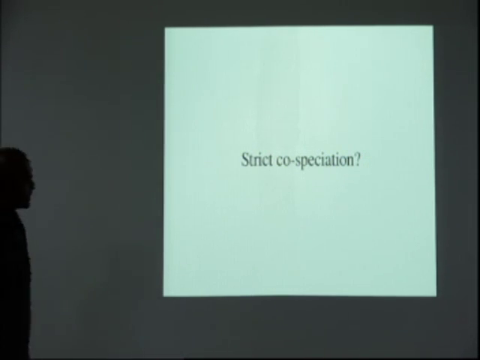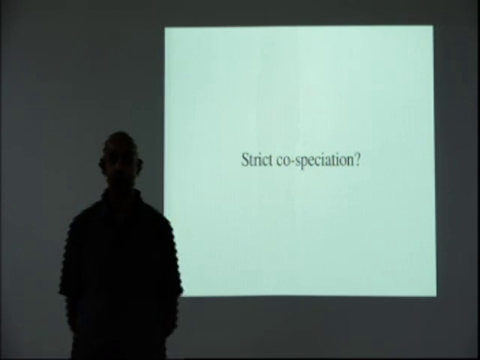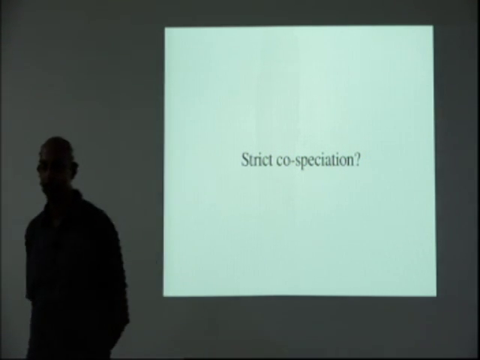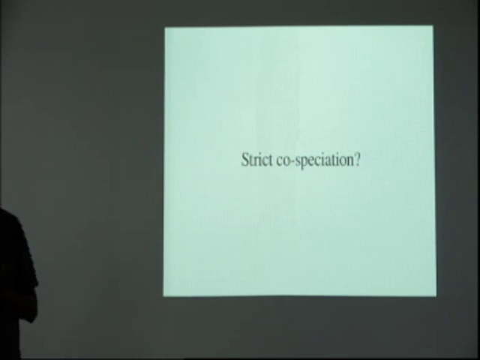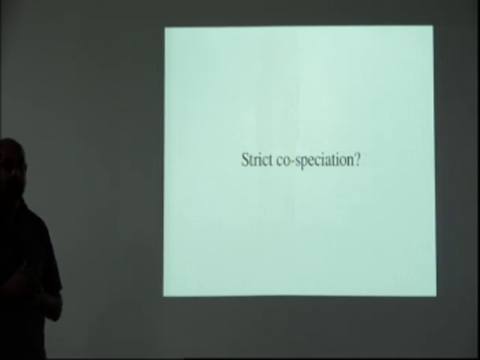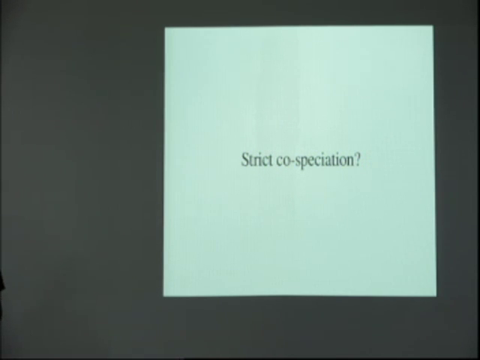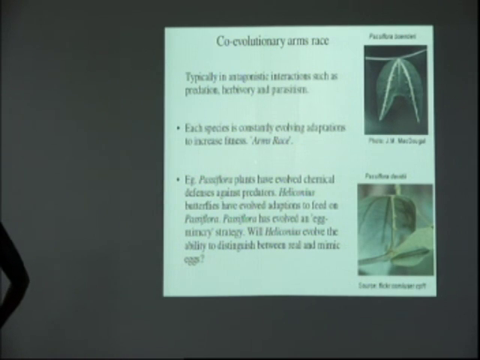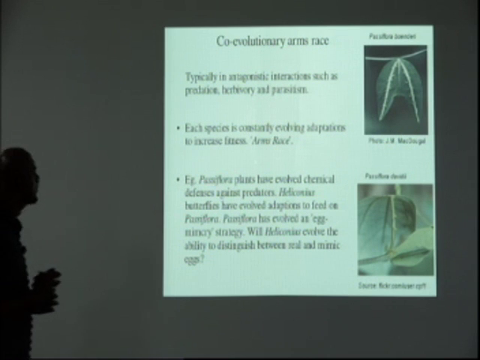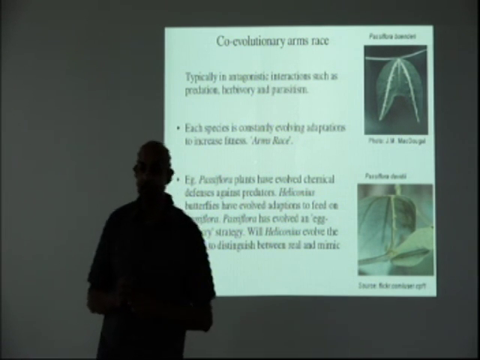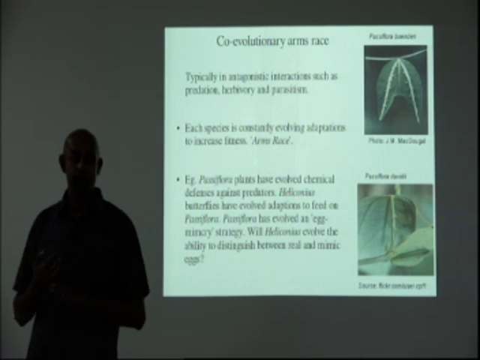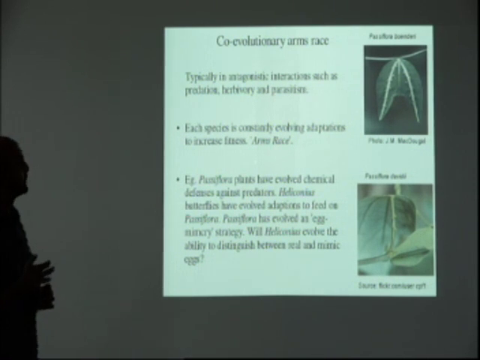In these cases, it's very hard to find examples where you have strict cross-speciation. Even in the tightest of the correlation interactions, you can never find strict one-on-one cross-speciation, although some textbooks have tried to portray this as one. Then you also have this catchy term, the correlational arms race.